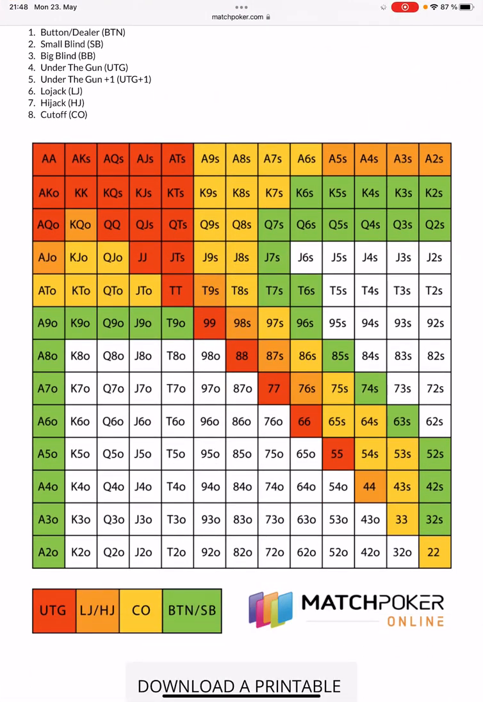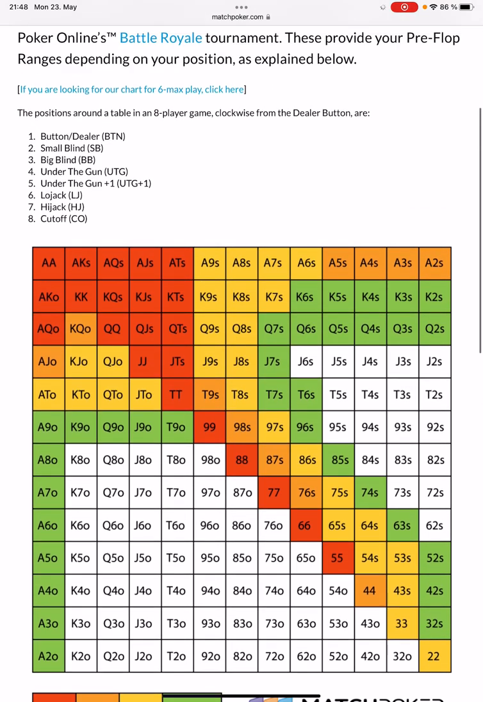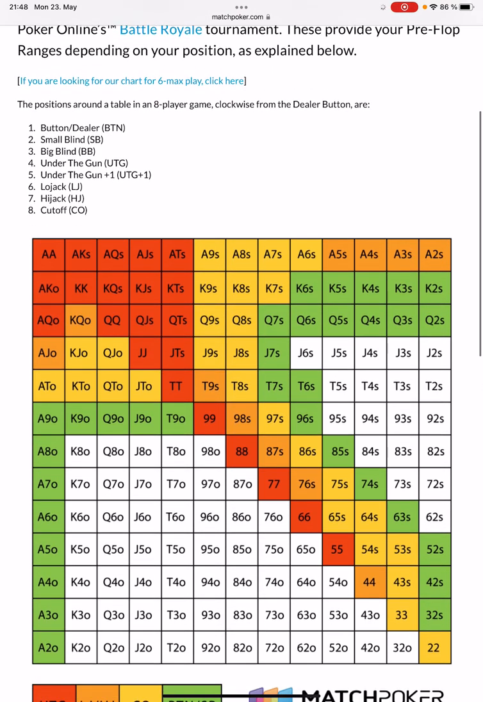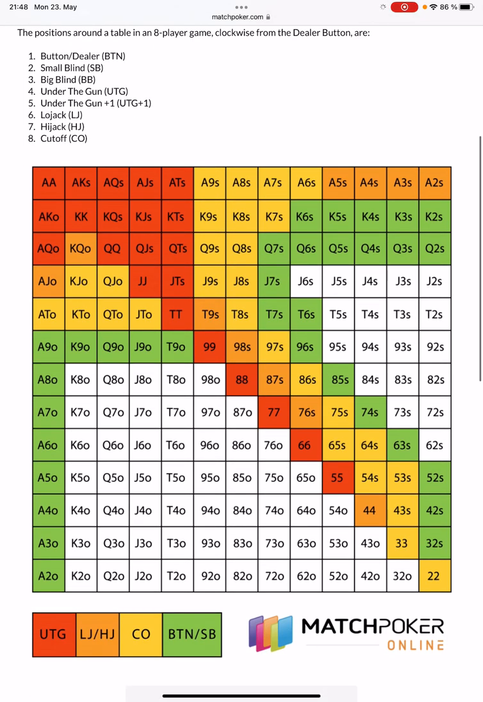So now just see, under the gun is this dark orange, and the dark orange is basically the areas which are really, really tight, like aces, ace king suited, ace queen suited, or pocket king, pocket queen, pocket jack, pocket 10, up until pocket 5. So under the gun basically is a dangerous player. So they're playing with high cards.